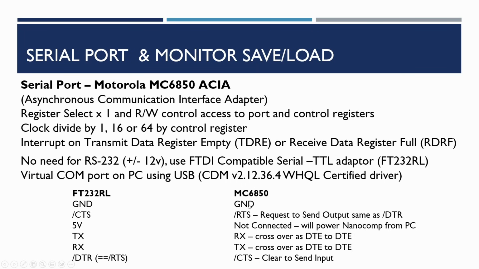Ground will go to ground because we need to have ground. If we plug in the 5 volts, then the serial adapter will try and power the whole of the NanoComp from the PC USB port, which we don't really want to do. So we won't be connecting the 5 volt line. And these other hardware handshake control lines, the clear to send, request to send, are connected to the opposite signals. So that allows the 2 computers to control handshaking at the hardware level. So if one's not ready, it can signal to the other to stop sending data.